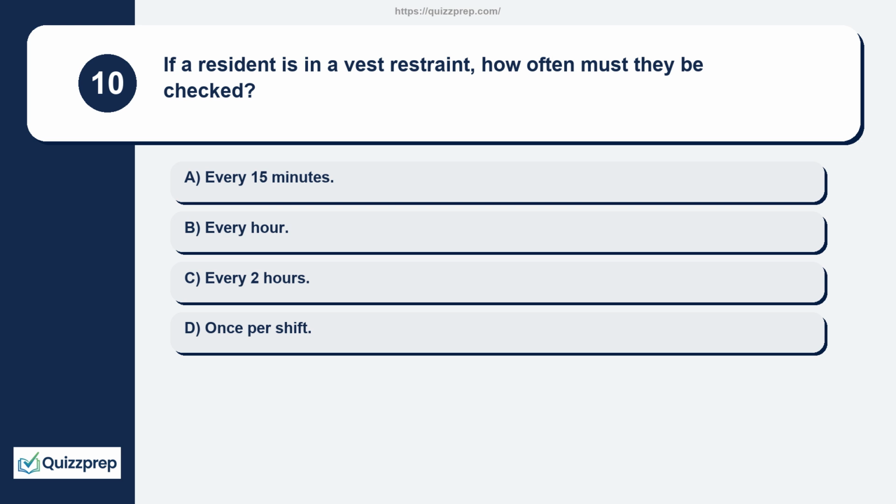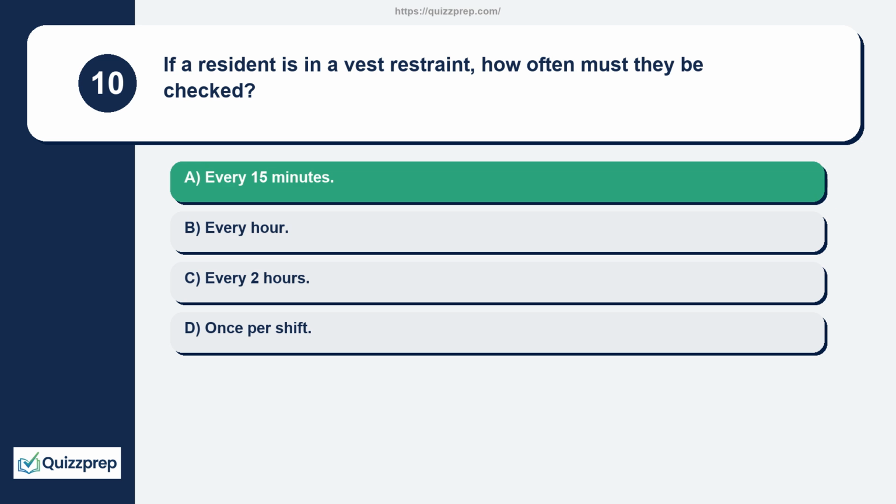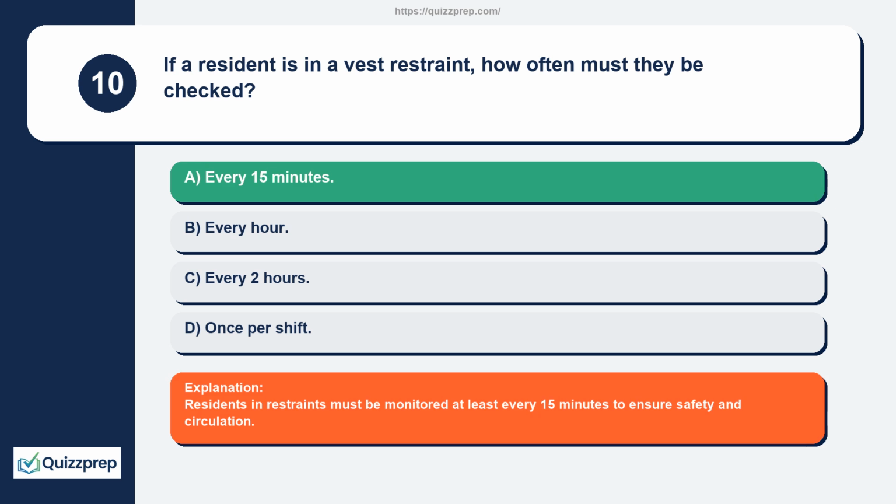Question 10. If a resident is in a vest restraint, how often must they be checked? Every 15 minutes. Every hour. Every 2 hours. Once per shift. Residents in restraints must be monitored at least every 15 minutes to ensure safety and circulation.